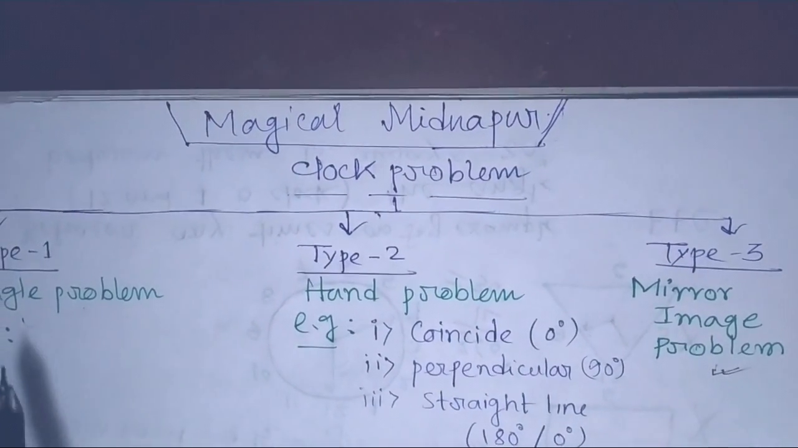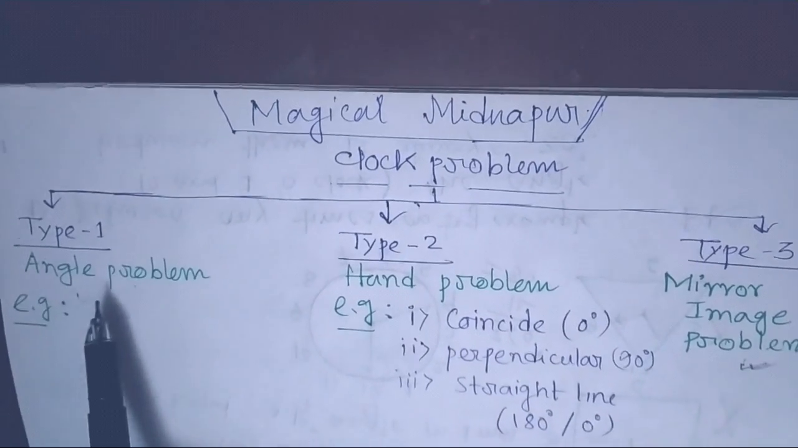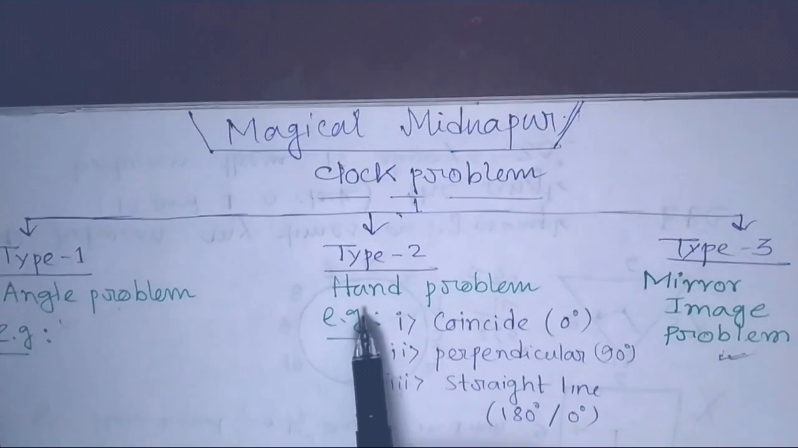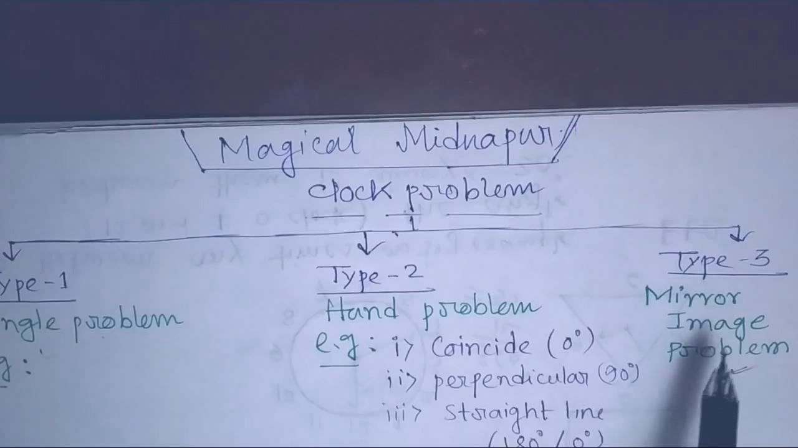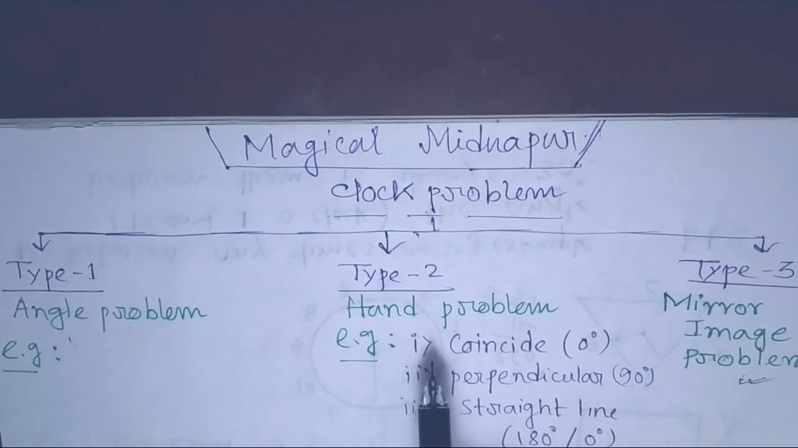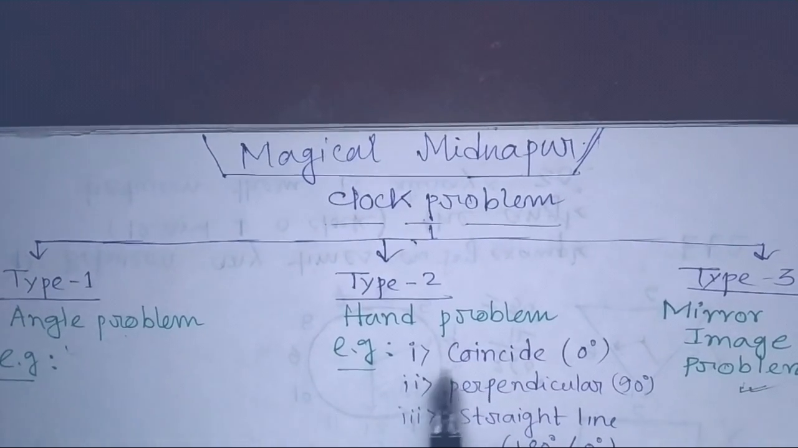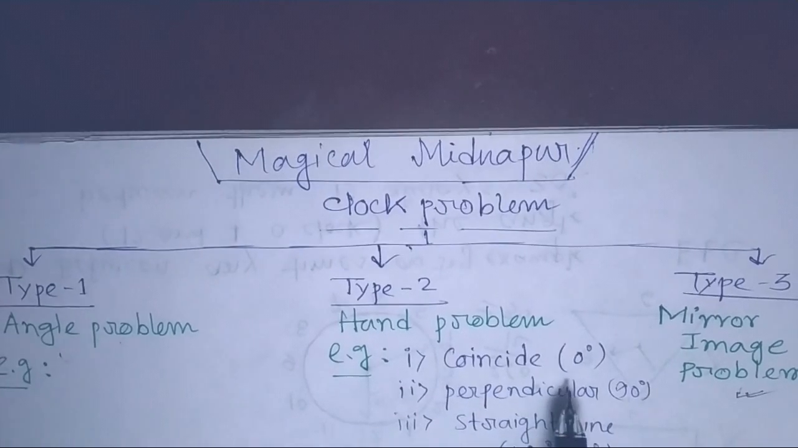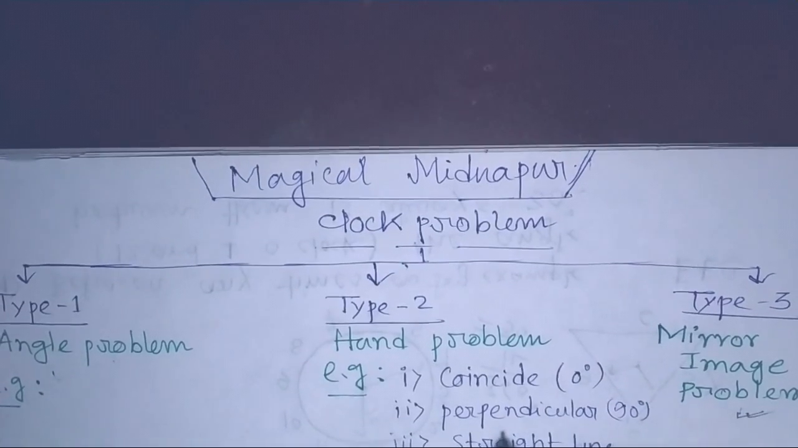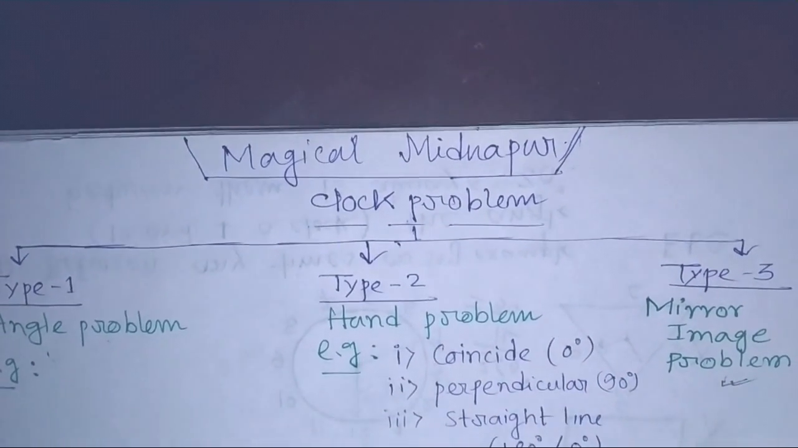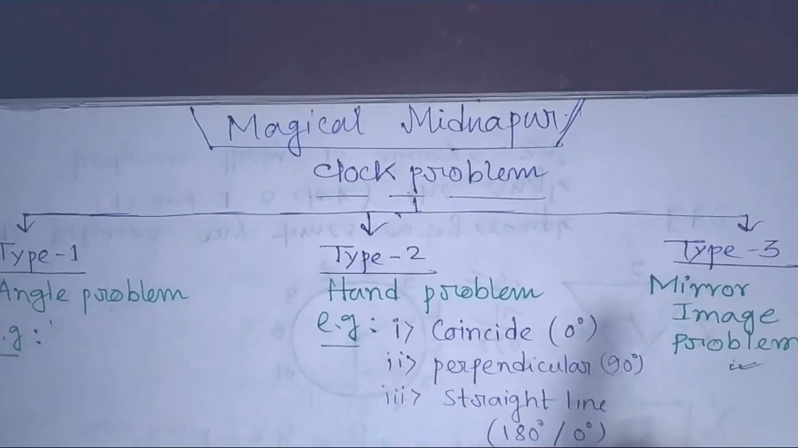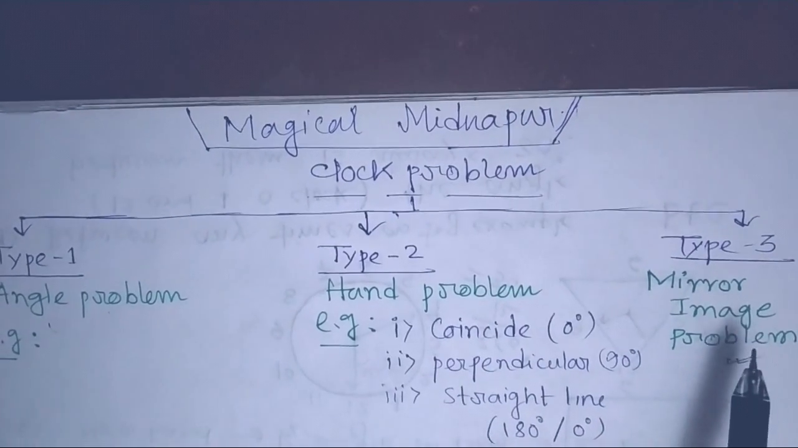In the previous video I discussed the type 1 problem, the clock problem, meaning the angle problem where the hands should be given. Now here I have discussed the hand problem type 2, and the mirror image and water image problem, type 3. Type 2 hand problem: what's the problem here? Here angles must be given. Number 1, coincide. Coincide means the angle between the hour hand and minute hand becomes 0 degree. Perpendicular means 90 degree, and straight line means it is sometimes 0 degree or 180 degree. And in this video I have discussed the hand problem, that is type 2 and type 3. Let's start.